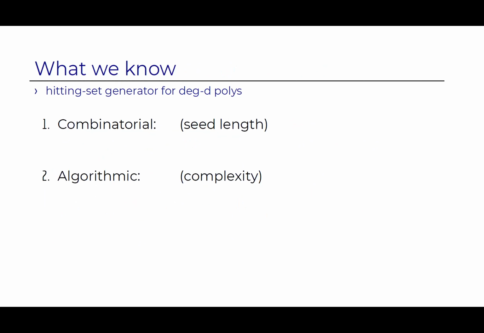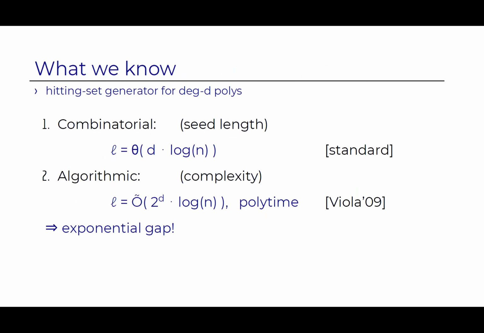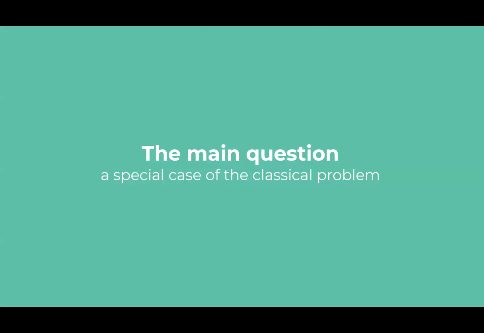And as has already been mentioned, we know the correct answer non-explicitly, it's d log n, and algorithmically we are far away in the general case. So we saw several solutions for special cases, and for example, over GF2, the best known hitting set generator has seed length approximately 2 to the d times log n instead of d. So there's an exponential gap. And of course there is, we just said it's a fundamental problem, BPP equals P, circuit lower bounds, etc. This is a hard problem.